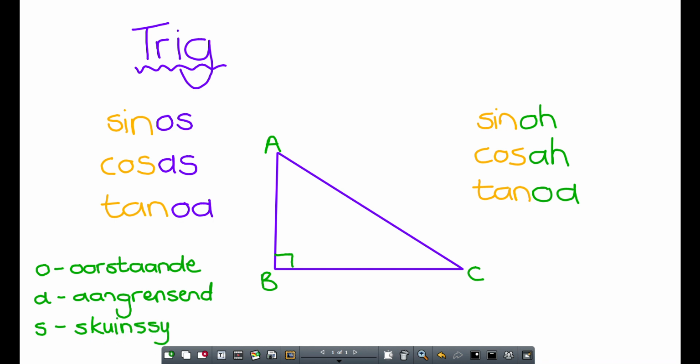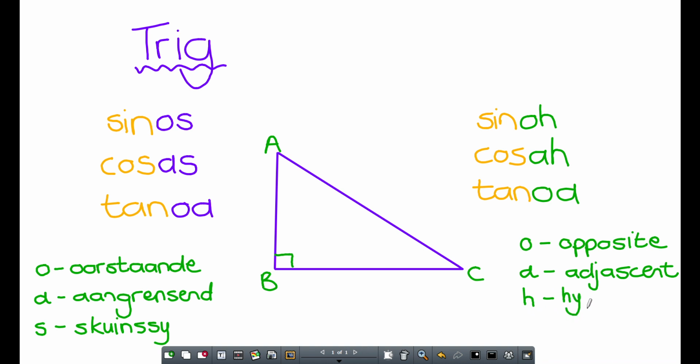sy. Okay. English people. The O is for, my spelling nou, nee? Opposite. So moenie op my gil as ek verkeerd spel. Toe maar ek ook nie. Ek kan Afrikaans, maar nie Engels nie. The A is adjacent. Is it like that? Ek weet nie. Is it so? Adjacent. Spell check jy nou vir my op WhatsApp. En die H is vir hypotenuse. Ek dink ook kom nog 'n E aan die einde.